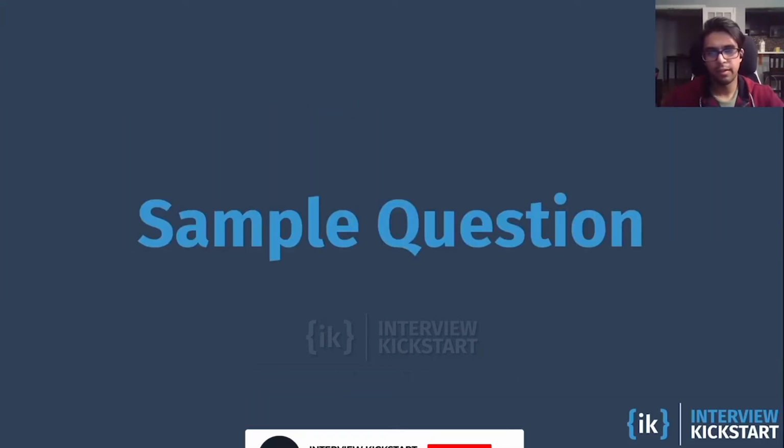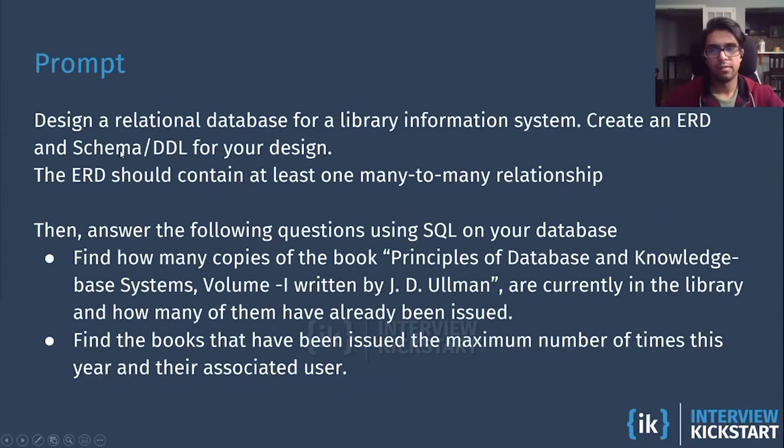And with that, we're going to get to our question. So here we have a prompt. You can pause it if you need more time to read through it. The prompt says, design a relational database for a library information system, create an ERD and schema, DDL for our design. The ERD should contain one many-to-many relationship. Then below it has two additional SQL questions to answer from our design.